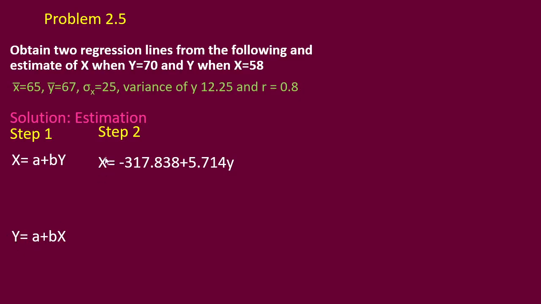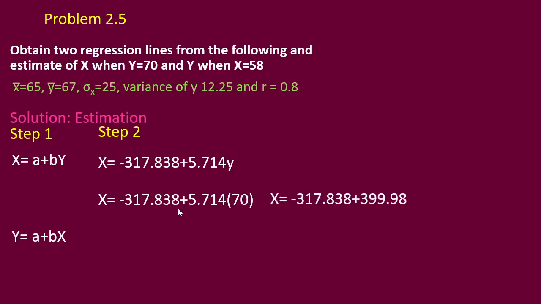So now I consider this one, x equals to minus 317.838 as it is, 5.714 as it is into y. So now I'll replace the value of y. So y value is now 70. So again, just to simplify this equation, minus 317.838 as it is, and here 5.714 into 70, so that is 399.98. So now simplify this one, minus and plus. So we'll get the x value 82.142.